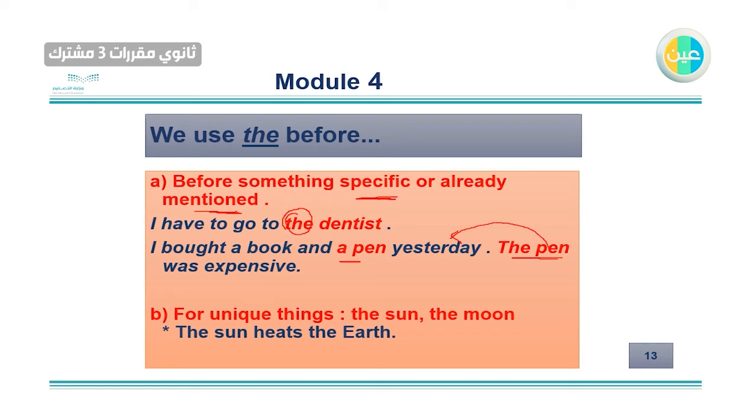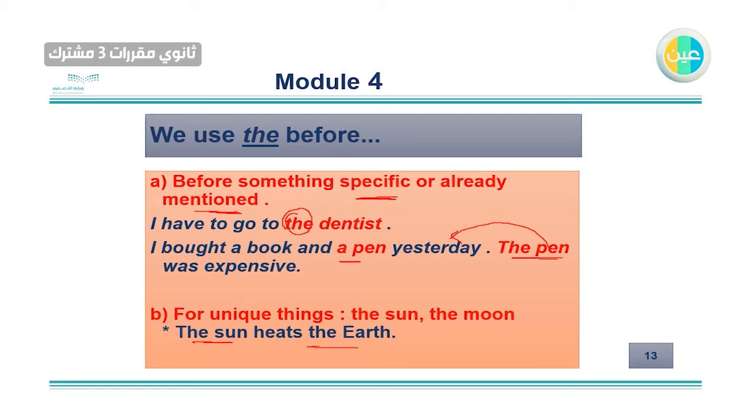B, for unique things, special things like the sun, the moon, the earth, because they have only one. I would say "the sun," not "a sun," okay? Because it's unique, something special. The sun heats the earth, something unique.